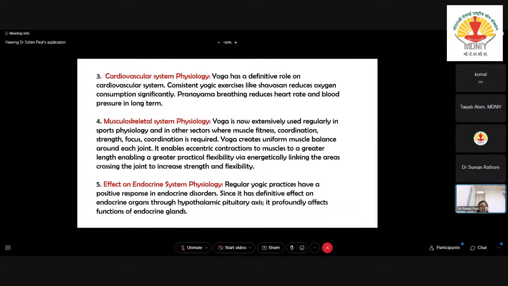Apart from that, there is your cardiovascular system, which is also affected. Yoga has a definite role on your CVS. Consistent yogic exercises like savasana, but there are many others, have been shown to reduce oxygen consumption significantly, and pranayam breathing reduces heart rate and blood pressure in the long term. It may reduce it in the long term.